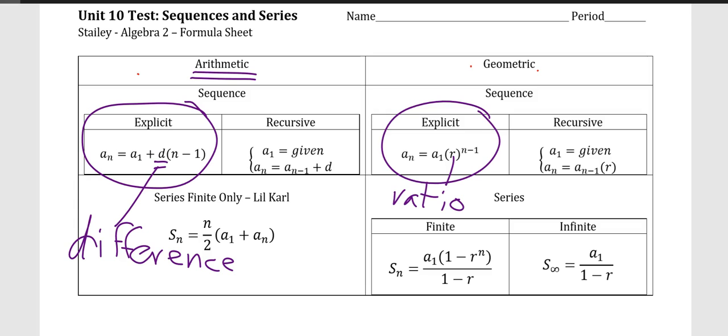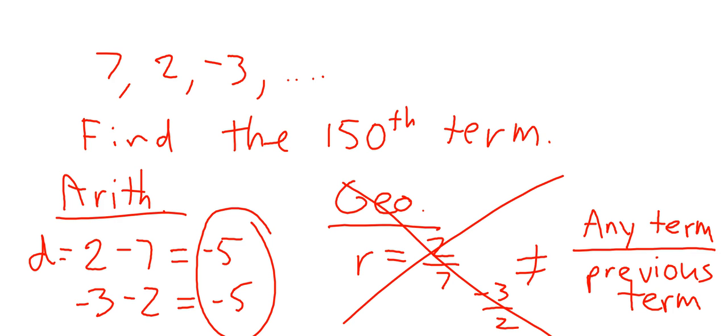So we know we're using... let's get my annotate thing on. Where is my annotate? Oh, there it is. I just have to click on that. Make sure I'm on the right thickness. Okay, so a sub n equals a sub 1 plus d times n minus 1.